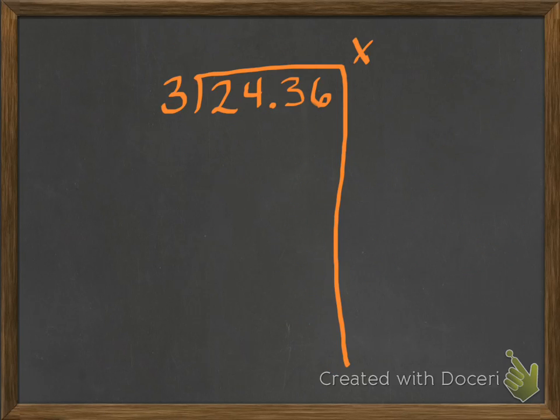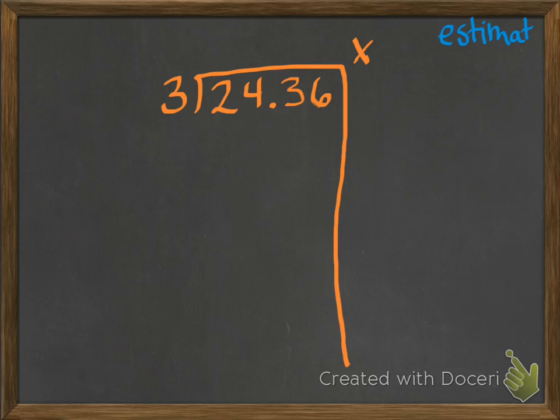Let's try another one. 24.36 divided by 3. Sometimes in my head I like to think of this as a word problem. So I might think, well, let's pretend I have $24.36 and I want to divide that evenly between myself and a couple other friends. That would be a great problem to figure out. That could happen.